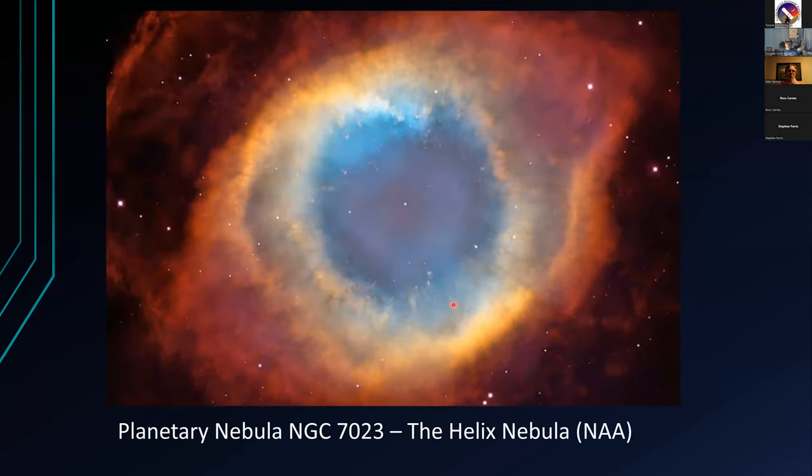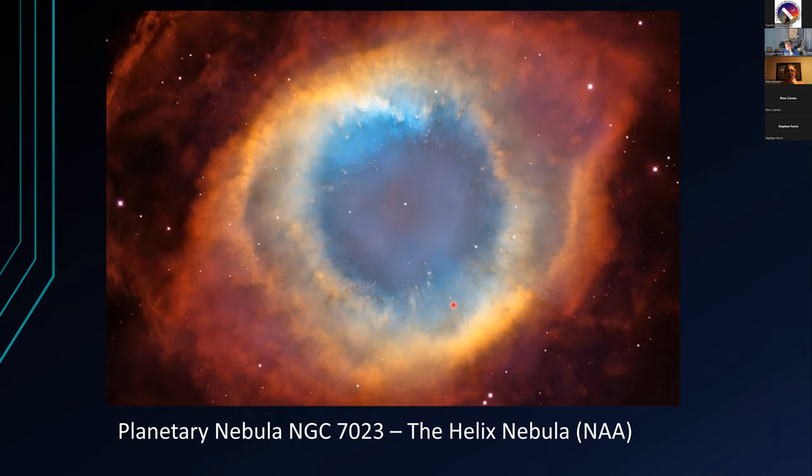So this is kind of an example here. This is the Helix Nebula. That should be image credit to NASA, not the NAA. That is a typo. Also known as NGC 7293. This is, for those of you who are interested in looking at this, a fall object, best viewed between September and November.